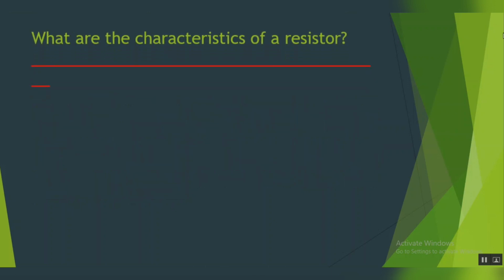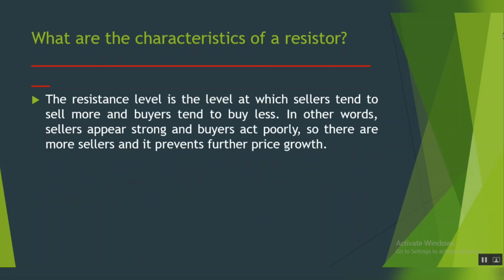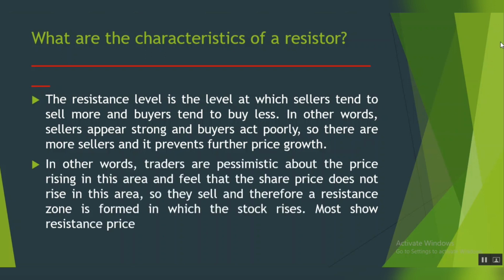What are the characteristics of a resistance? The resistance level is the level at which sellers tend to sell more and buyers tend to buy less. In other words, sellers appear strong and buyers act poorly, so there are more sellers, and it prevents further price growth. In other words, traders are pessimistic about the price rising in this area and feel that the share price does not rise in this area, so they sell, and therefore a resistance zone is formed in which the stock price stops rising.